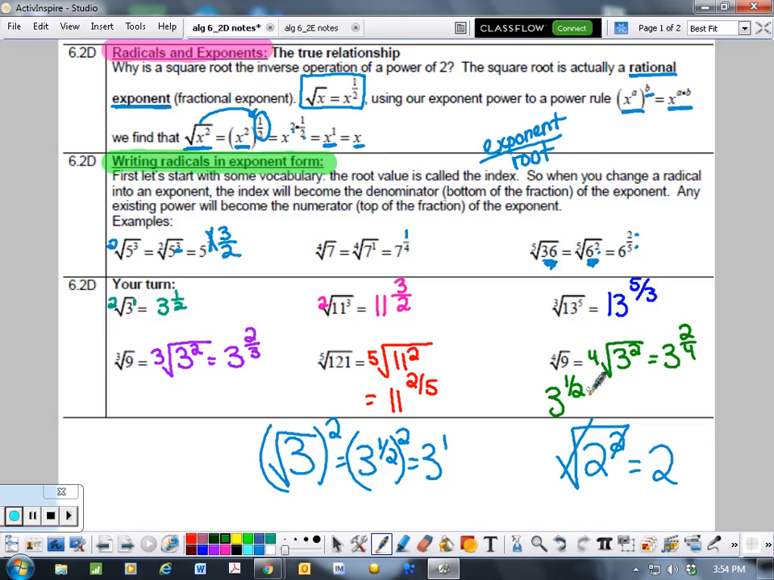Which means that I can actually simplify this. This is really the same thing. What's 3 to the 1/2 power? That's really the square root of 3. And so this is written as a rational exponent, but this is simplified. So by knowing how this works, we can actually simplify things way easier, and it makes it easier to work with in the long run.